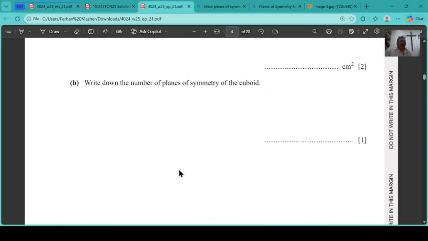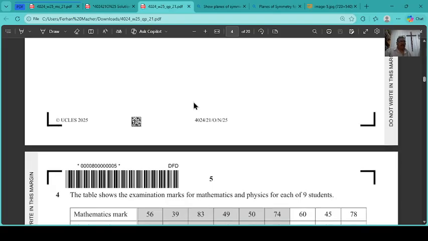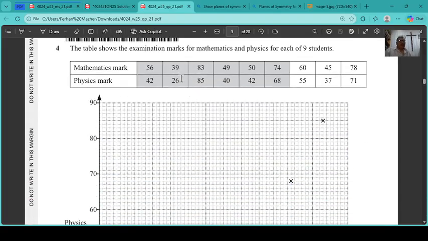Okay, so let's move to the next question. The next question coming up on your screen is question number 4. Here the table shows the examination marks for mathematics and physics for each of the 9 students. The marks they get in mathematics are 56, 39, 83, 49, 50, 74, 60, 45, 78. And their physics marks are 42, 26, 85, 40, 42, 68, 55, 37, 71.